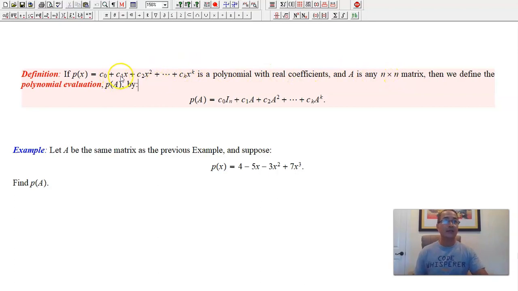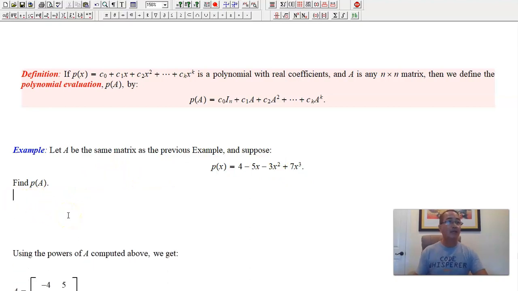Now the rest of the terms are easy. c1 x turns into c1 times A. Turn x into A. Turn x squared into A squared multiplied by c2. Do all of that, add them together, you get an n by n matrix. That is our p of A. So now that we have our powers, let's compute p of A, where p of x is this polynomial, and A is the matrix in our previous example.